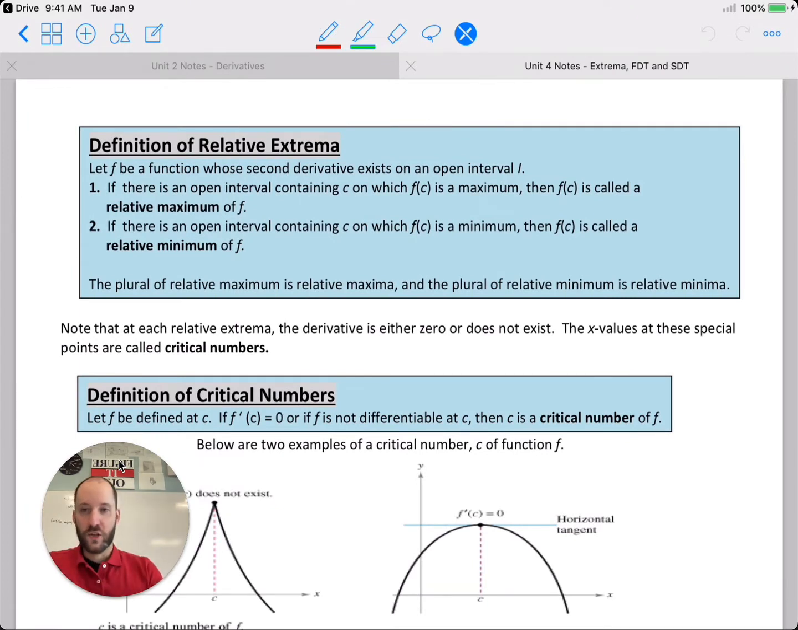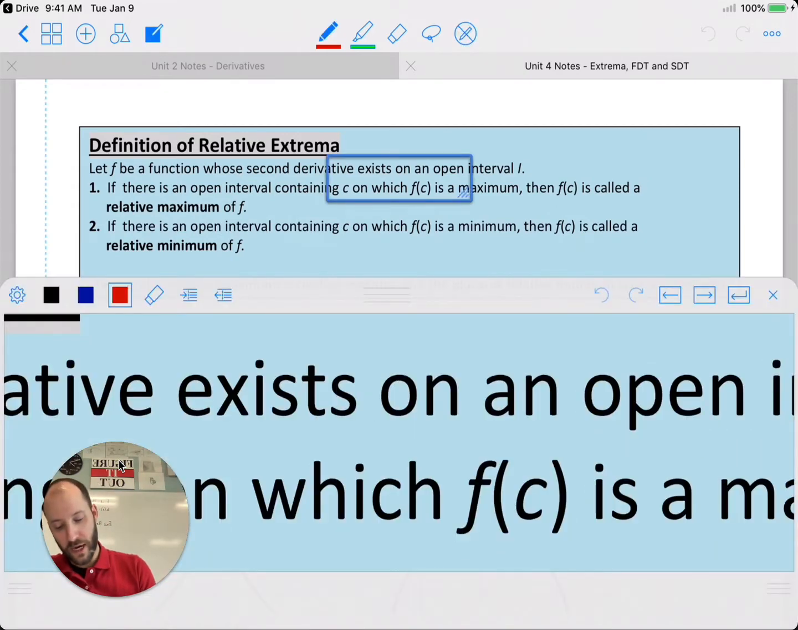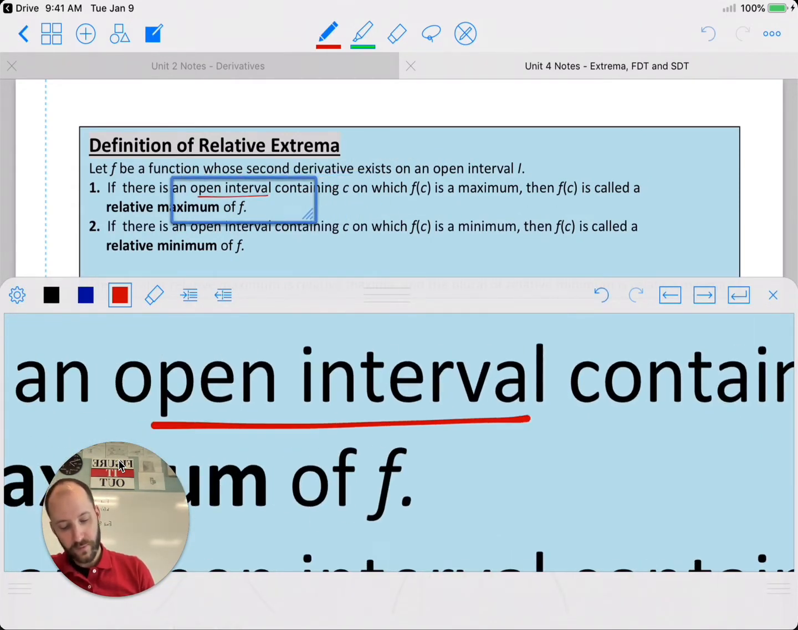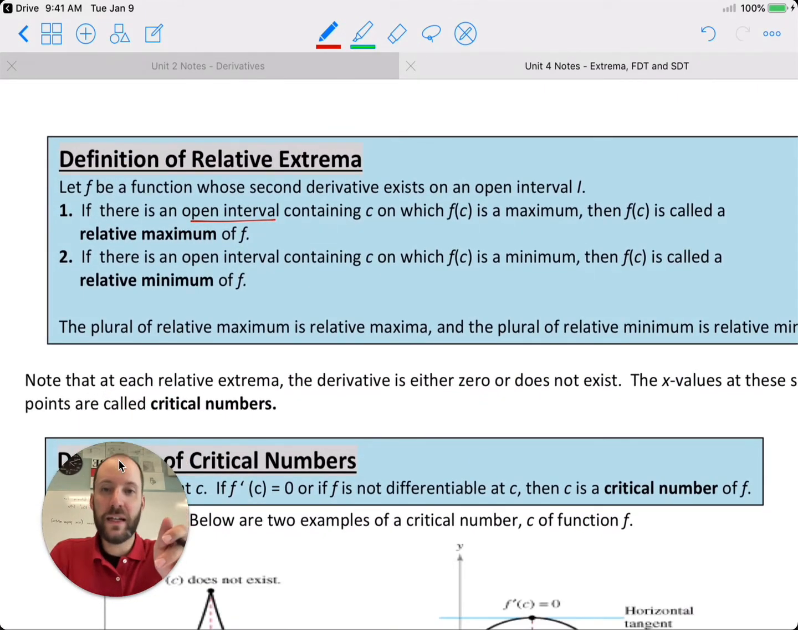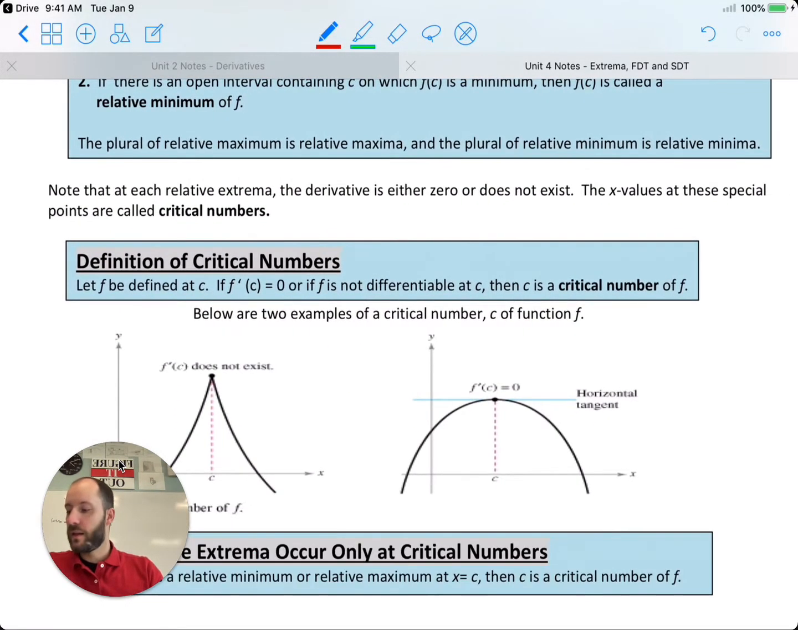So relative extrema are extreme values, so minimums and maximums. You look at them primarily on open intervals, okay? So you're looking at an open interval containing c. f of c on that open interval is a maximum. It's a relative maximum. So you're looking at a whole graph, just zeroing in on that part of the graph. Alright? There's relative minimums also, okay?